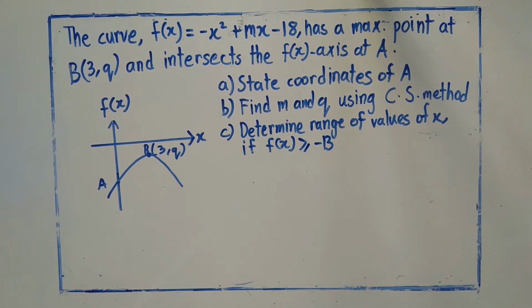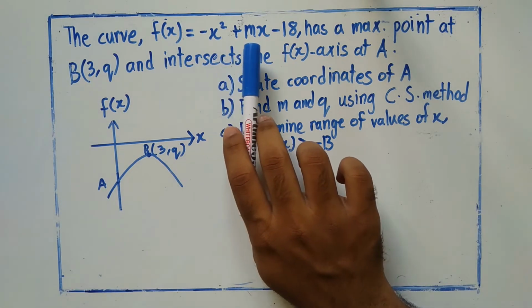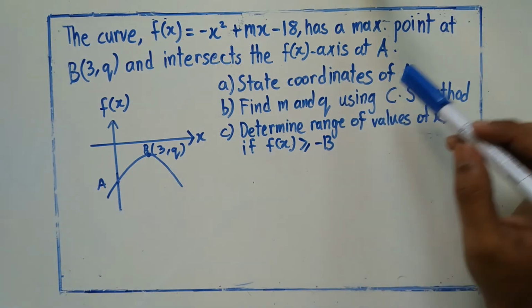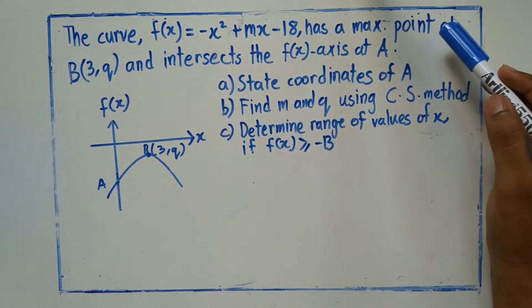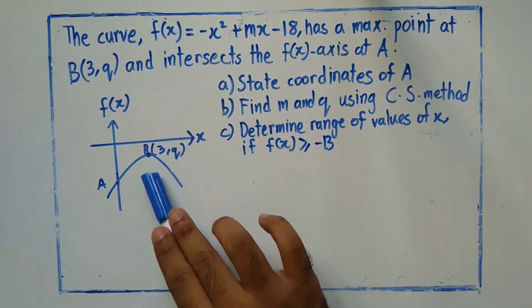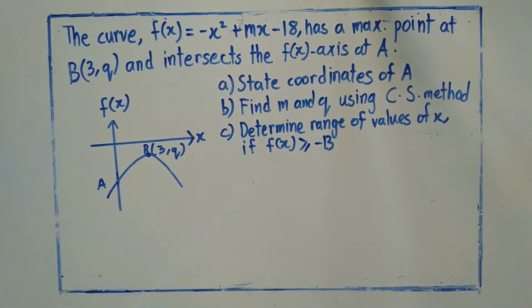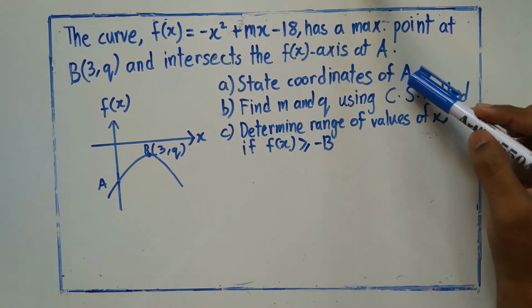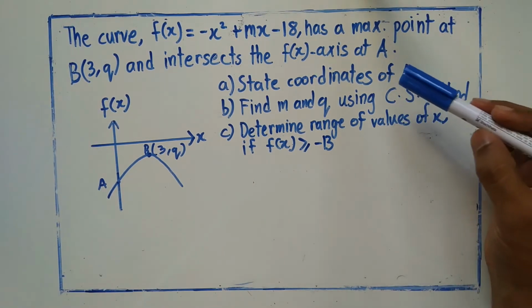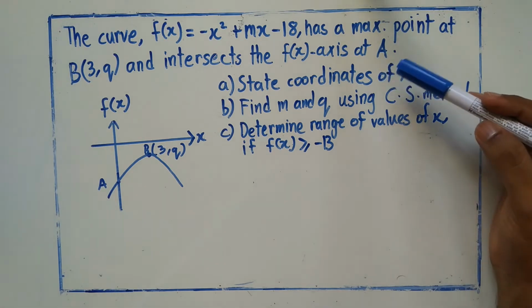In the next question, we have f(x) equals minus x squared plus mx minus 18, which has a maximum point of P(3, q), which is over here, and intersects the y axis at A. We have three sub-questions, and let's start with part A, which is state the coordinates of A.